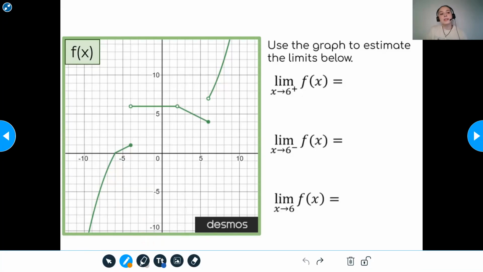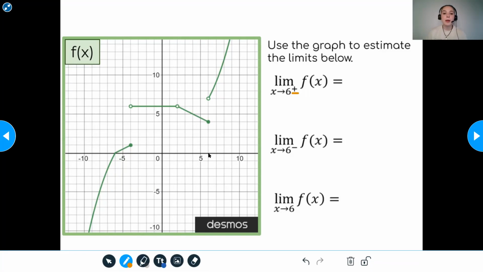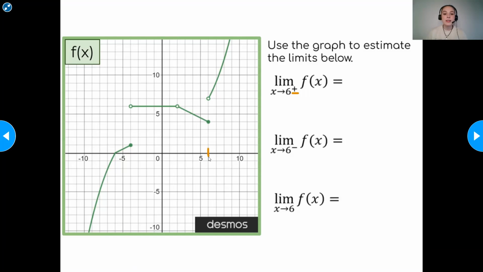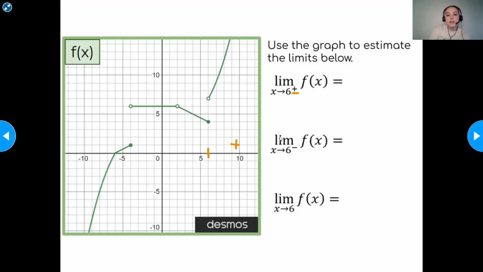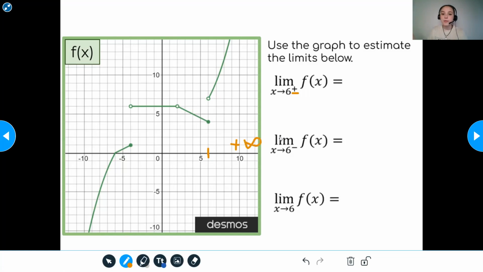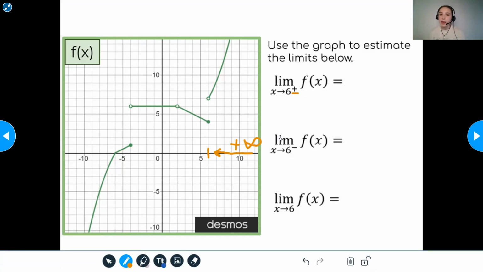So here in this example, I still have the same piecewise defined function f of x, and I'm again asked to use the graph to estimate the limits below. The first limit reads the limit as x approaches 6 from the right of f of x. So my first step is to find my approached x value. In this case, it is 6, so it'll be here. And to make sure I'm approaching from the correct direction, since there's a small positive, that means I'm coming from the positive infinity side and working my way towards 6. So I'm coming from the right-hand side.